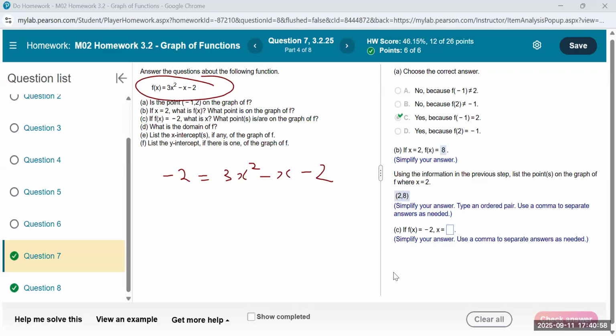This is going to be a quadratic equation. So we're going to send -2 to the right side of the equal sign, so that'll make that part positive. So this is the same as adding 2 on both sides of the equation.